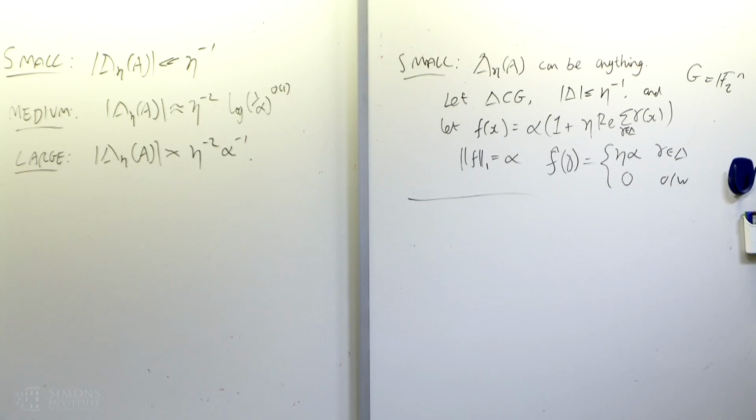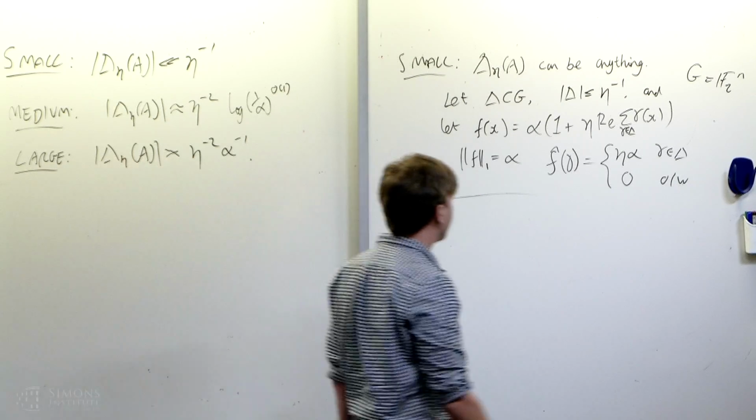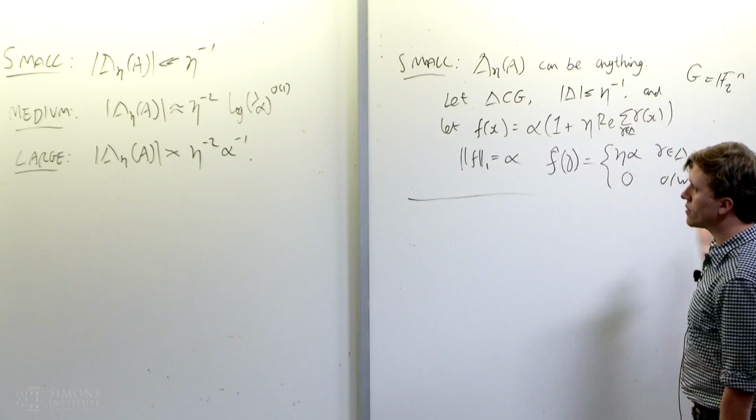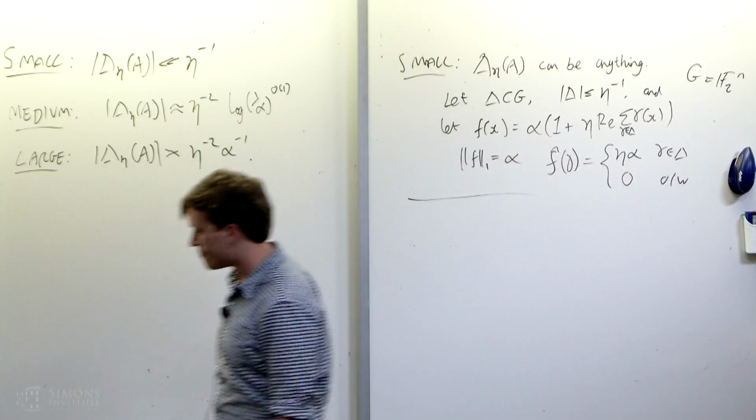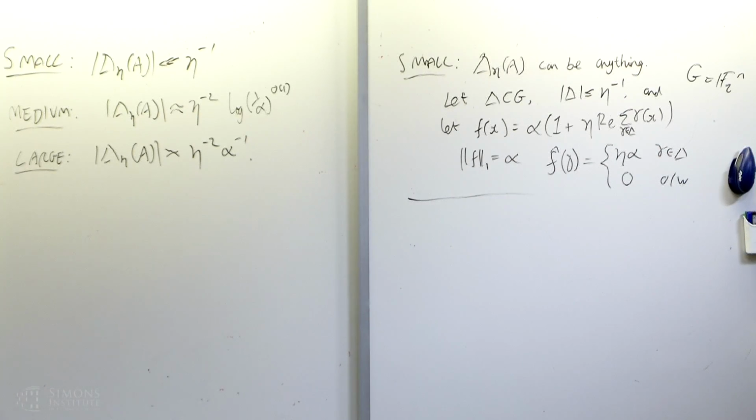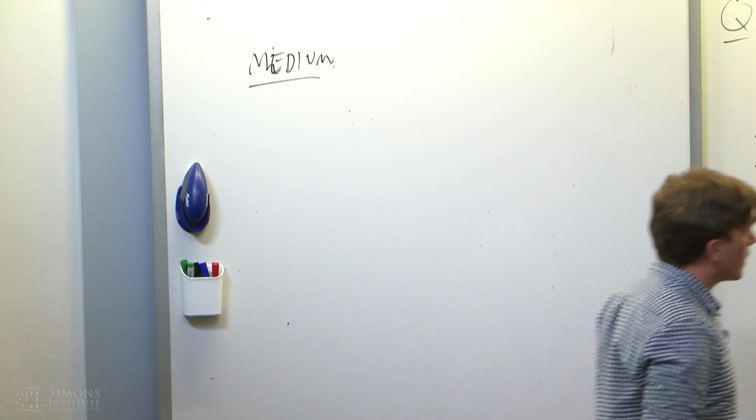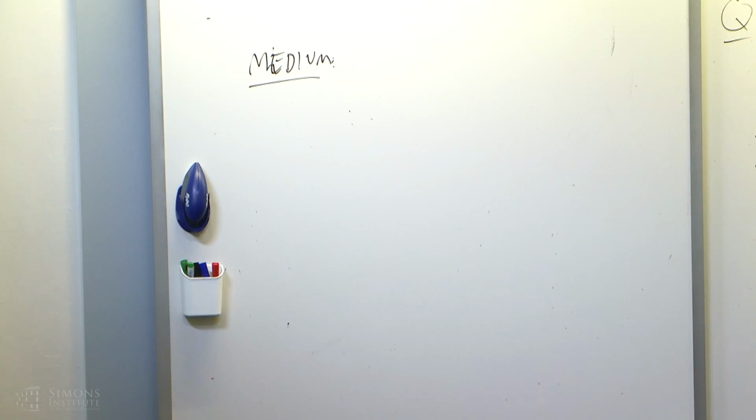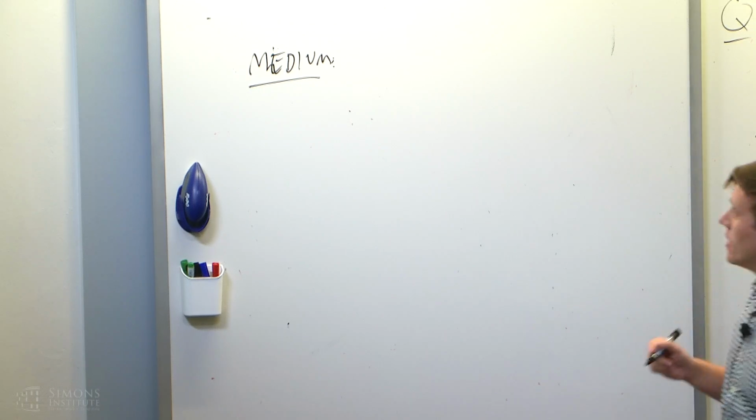Okay, so that's sort of the small regime. So let me move on to the medium regime now. The medium regime turns out to be a bit more of an interesting and non-trivial case. In particular, this sort of easy construction just doesn't really work. I mean, obviously I can still write that function down, but it's no longer bounded. So it doesn't really fulfill the criteria.